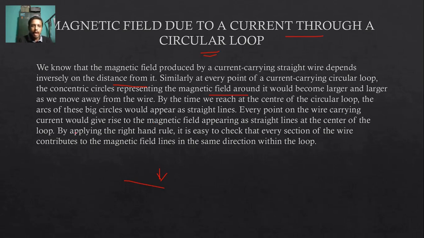Every point on the wire carrying current would give rise to a magnetic field appearing as straight lines at the center of the loop. By applying the right hand rule, we can check that every section of the wire contributes to the magnetic field lines in the same direction within the loop. If we know the direction of the current, by applying the right hand rule, we can easily find the direction of the magnetic field.